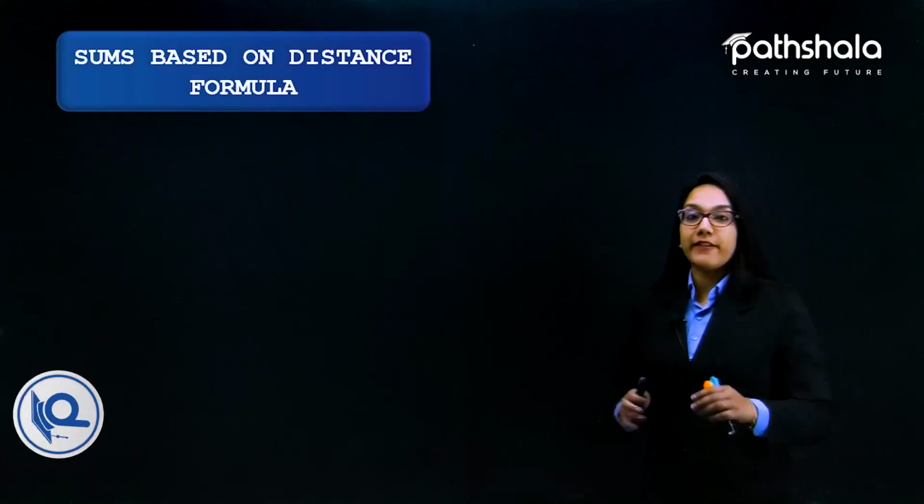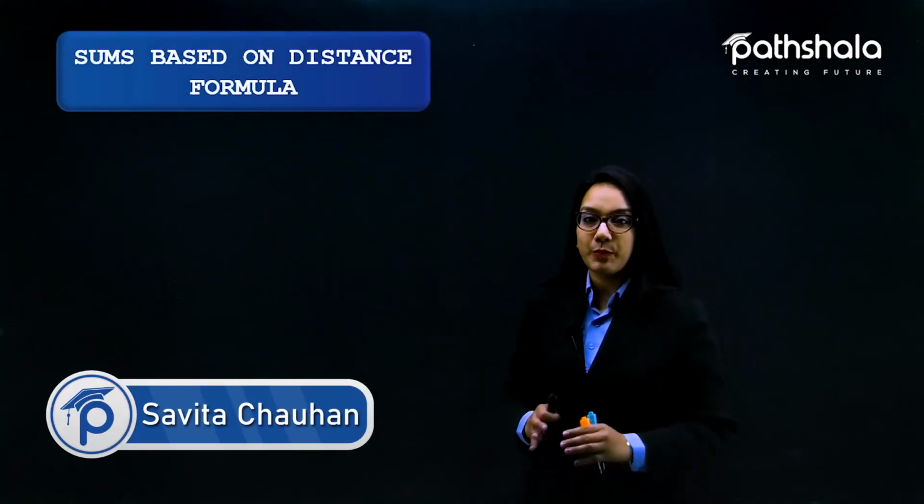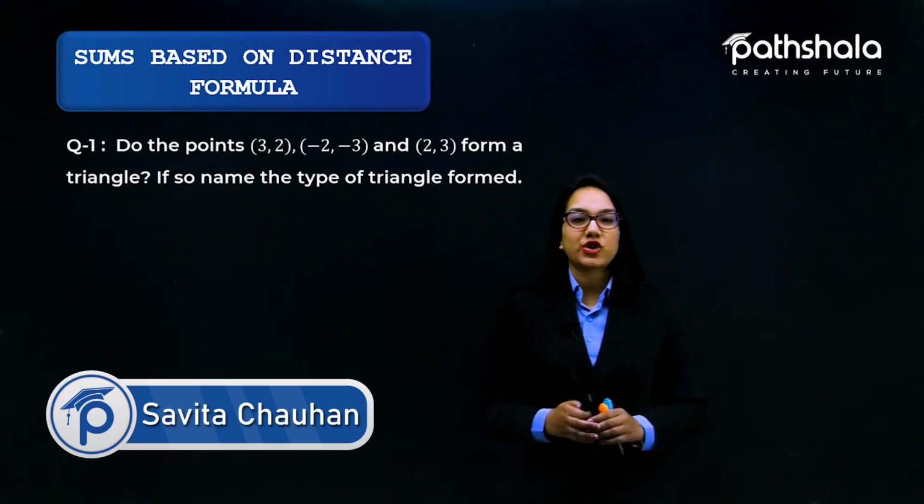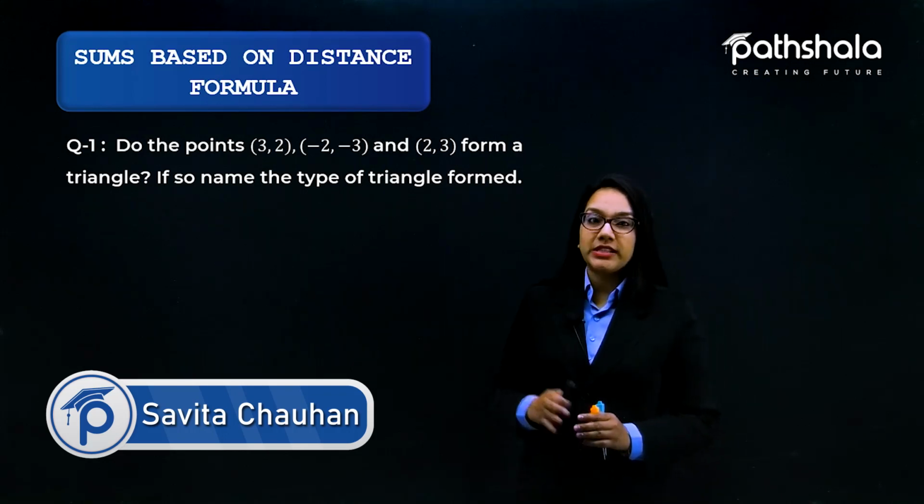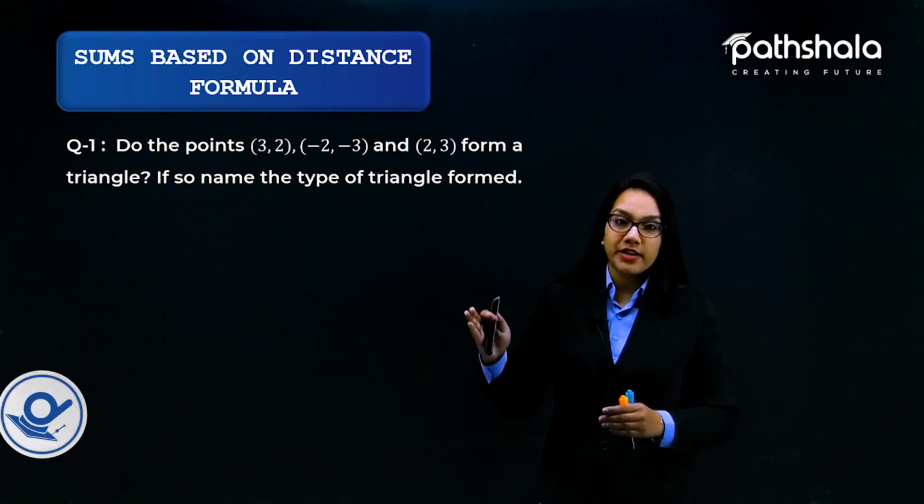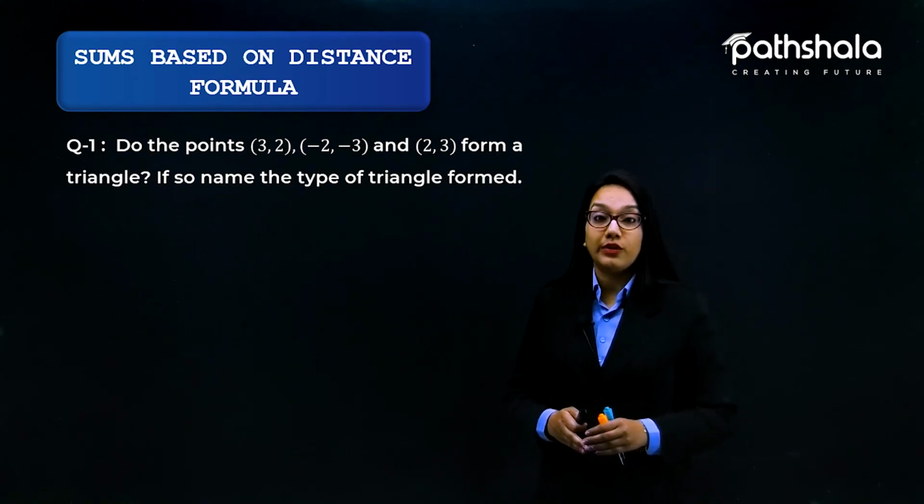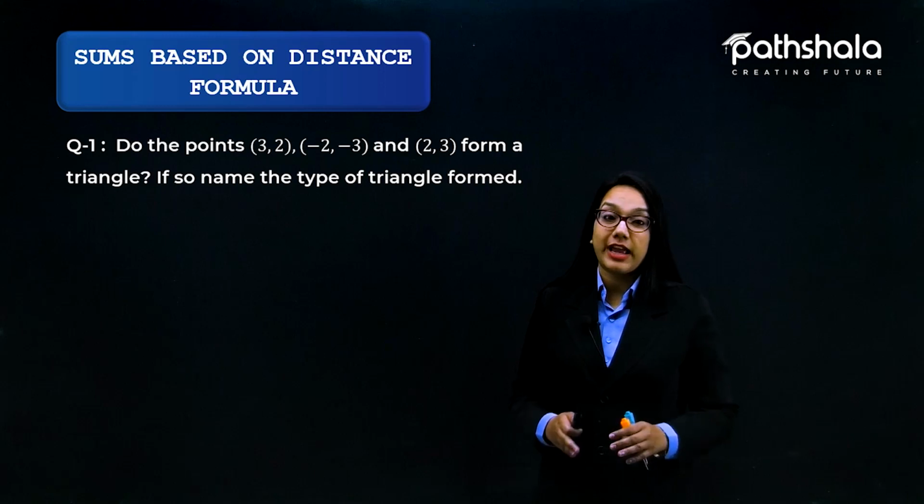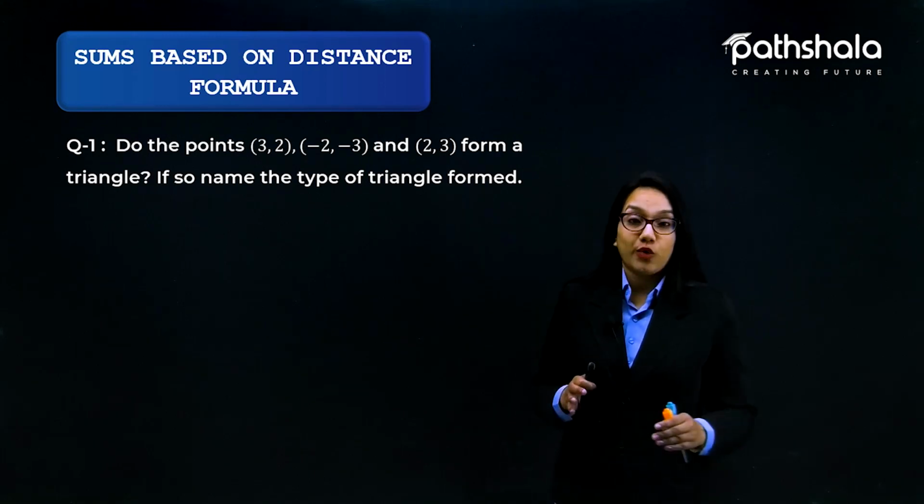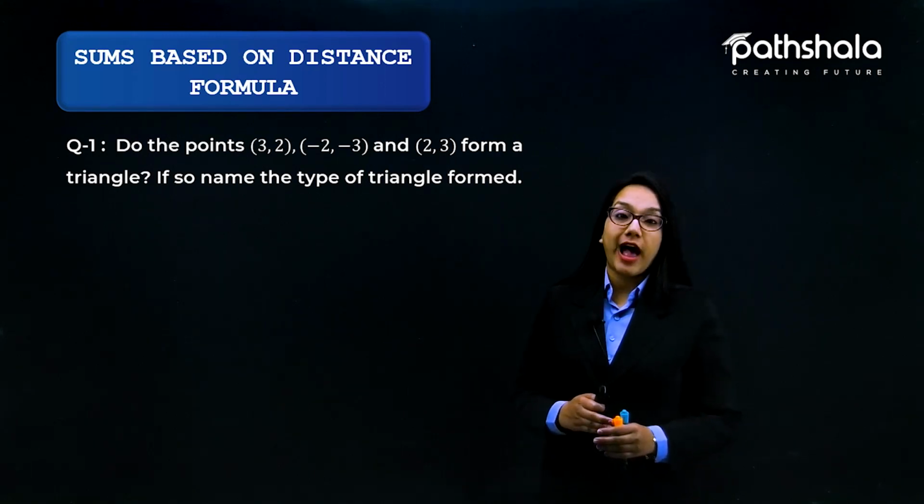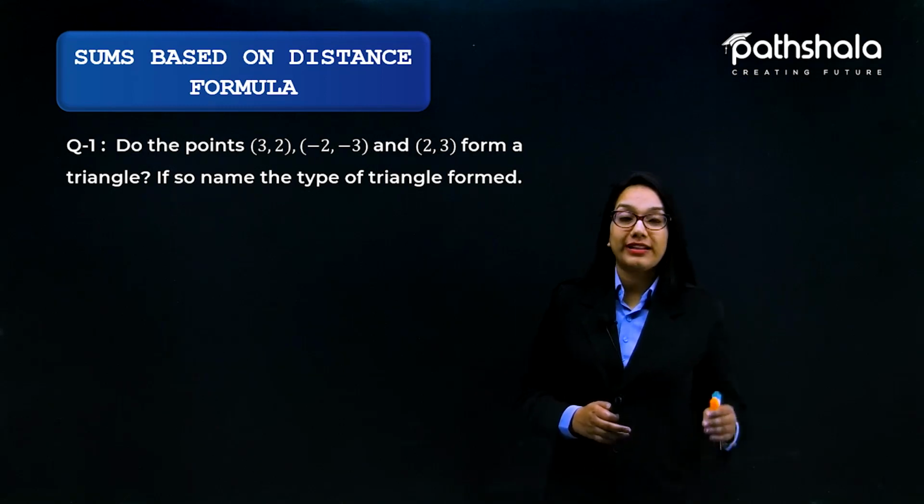So let's just see the very first question under the sums based on distance formula. Question number 1 says: do the points (3, 2), (-2, -3), (2, 3) form a triangle or not? And if so, name the type of triangle formed. If they are forming a triangle, then we have to name the type of the triangle.